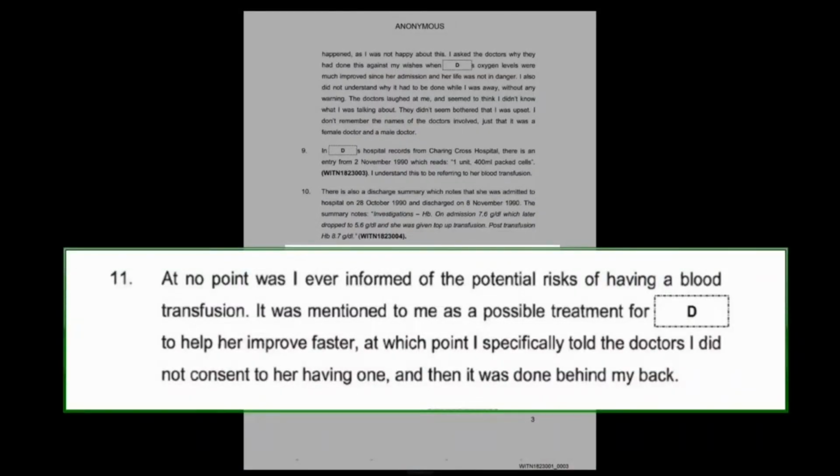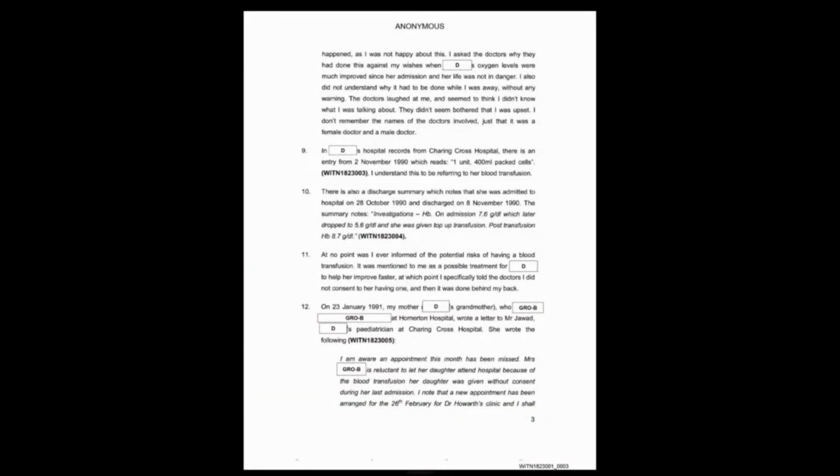So what she says is that at no point was I ever informed of the potential risks of having a blood transfusion. It was mentioned to me as a possible treatment for my daughter to help her improve faster, at which point I specifically told the doctors that I did not consent to her having one, and it was then done behind my back. So the woman describes in this statement being at work and then coming to the hospital and finding out that her daughter had received a blood transfusion against her wishes.